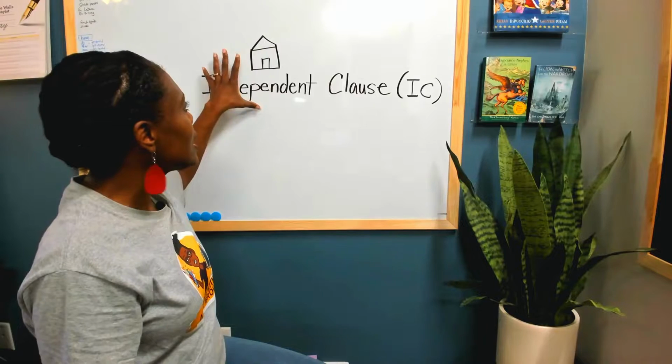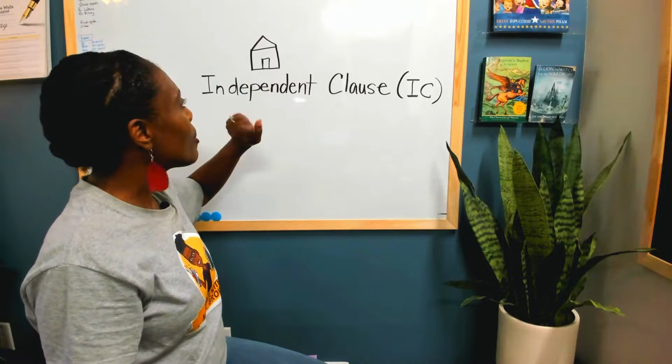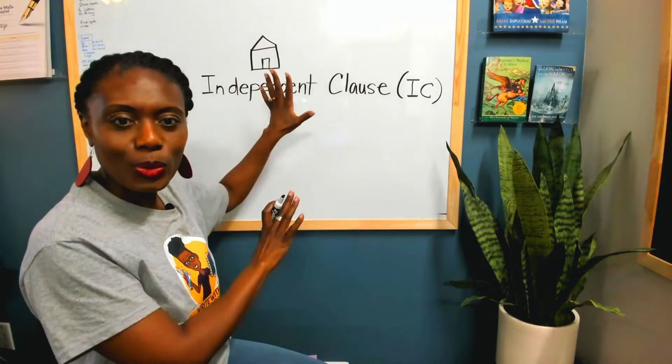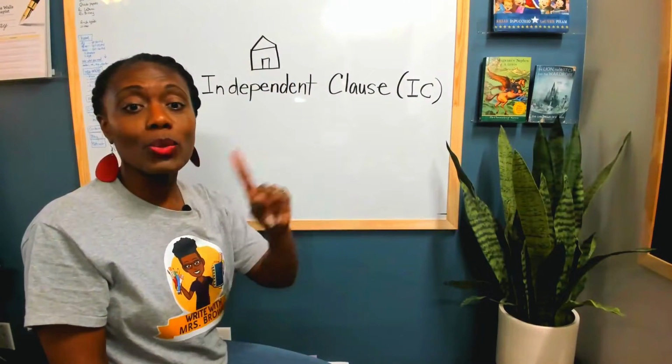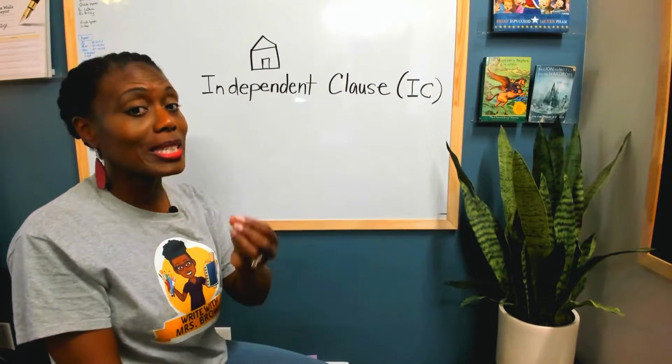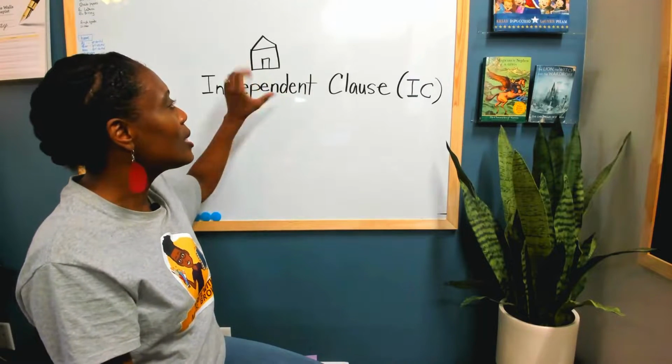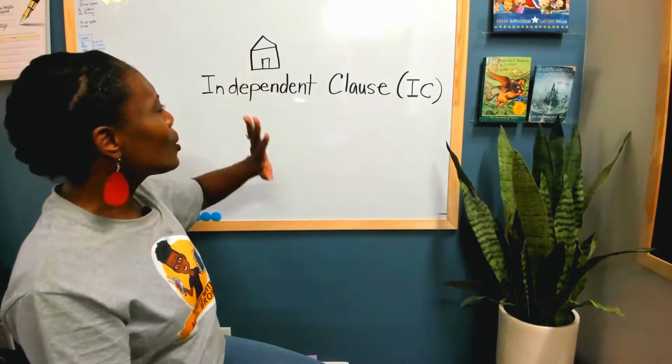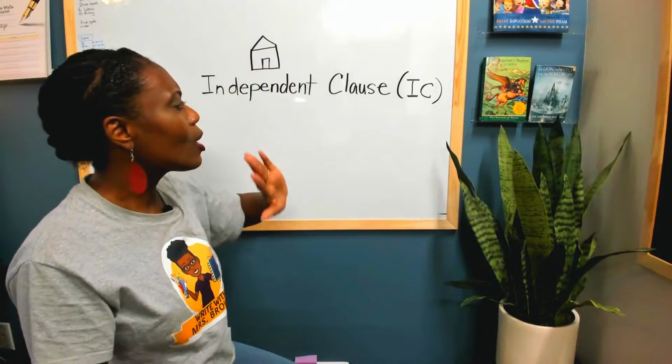Think about your independent clauses as your house clauses. Houses don't need any help. We live in them by themselves. They stand alone. Okay? This will make sense when you come back and watch my video about dependent clauses. So just think about independent as a house, stands alone, all by itself. We live in a house all by itself.